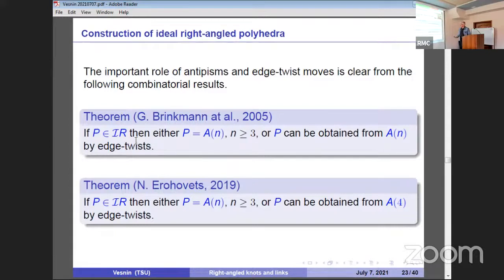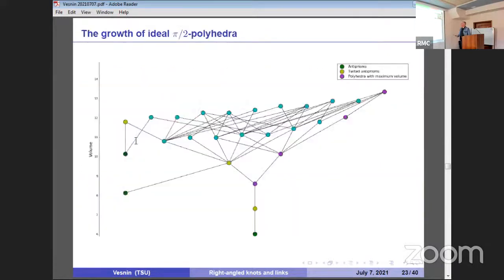And recently, Nikolai Vesnin improved this result. He observed that you can obtain everything from A4. Not from An here, but it's just all antiprisms, and it's about one antiprism and the polyhedra that we obtained by H-twists. And this is a picture of how the volumes grow. Here green means antiprisms, yellow means twin antiprisms, and all others can be obtained from them. These three show you how they grow.